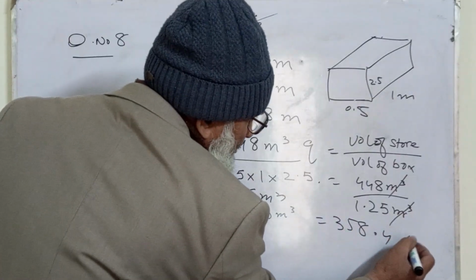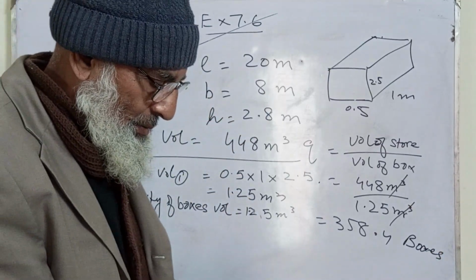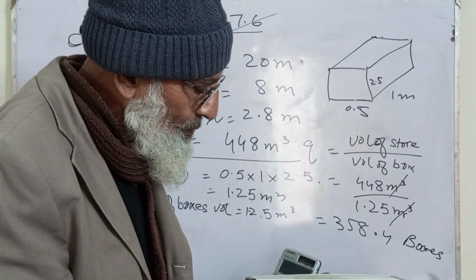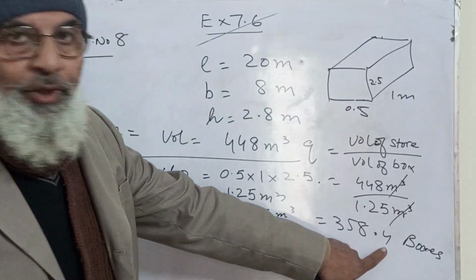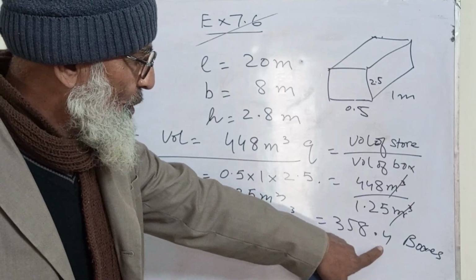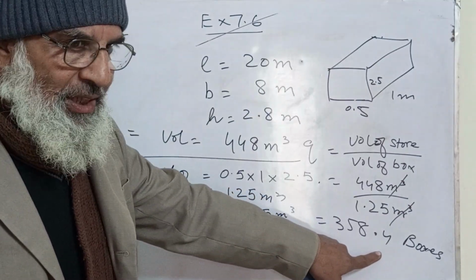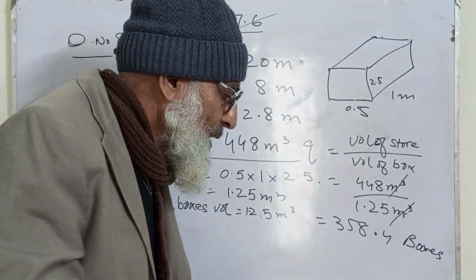358 boxes, because you cannot store a half box. So you have to neglect this, and for easy sake, it will be 350. Your answer is correct. Okay.